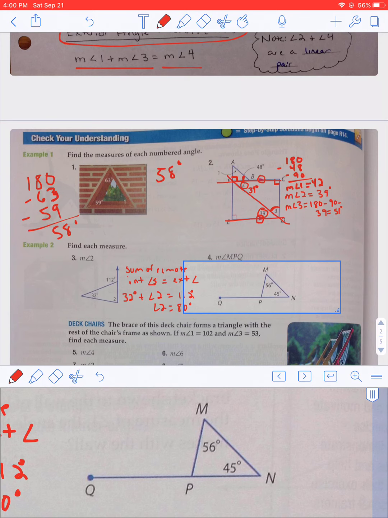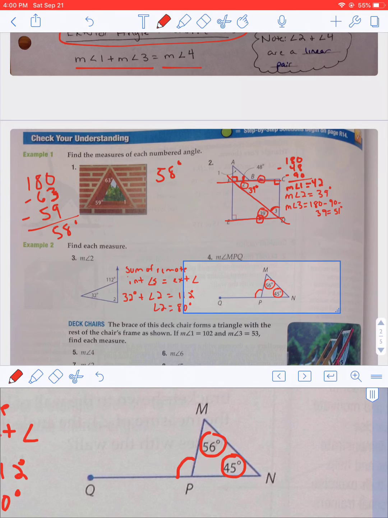Okay, let's move on to 4. So they want us to find angle MPQ, which would be this angle right here. Okay, so again, we are going to use our new knowledge, which is the sum of the remote interior angles is equal to the exterior angle. Well, they give us the 2 remote interior angles right here. Now, if they gave us this one right here, we wouldn't want that. That's not a remote interior angle. It's just a regular old interior angle, which is useless for what we're trying to do right now.